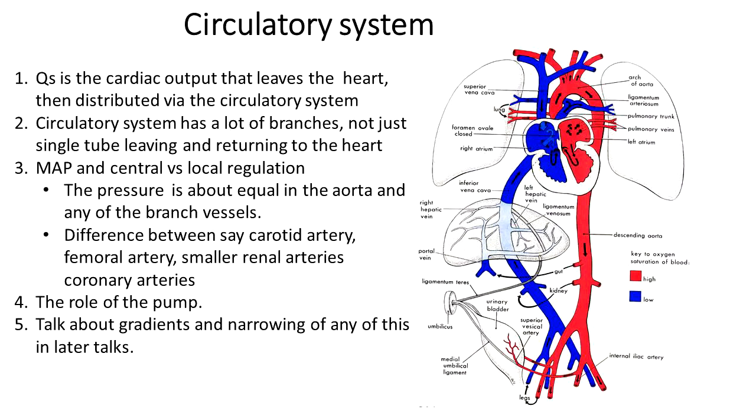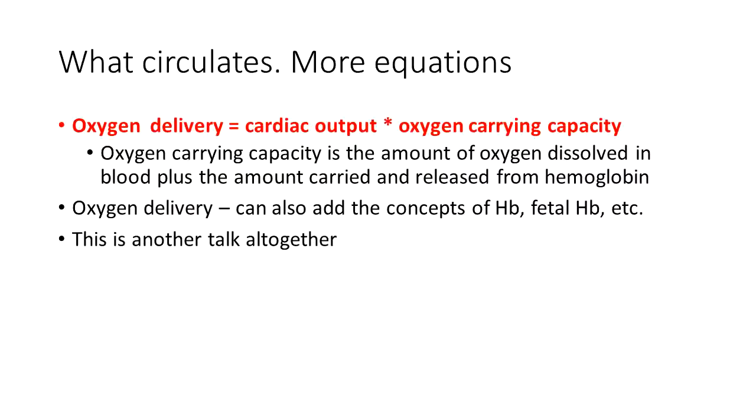And these are the basics you need to know before we go on to some of the other talks later on. So why do you need this blood pressure? What's going on there? Well, it's not just blood. There's a purpose for it. You've got oxygen delivery, and you can calculate this. It's cardiac output multiplied by the oxygen carrying capacity, which is the amount of oxygen that's carried on hemoglobin and what's dissolved in the blood. And then you can add on the concepts of hemoglobin, fetal hemoglobin, etc. I'm sure there's going to be another talk about oxygen carrying capacity, especially in the neonate.